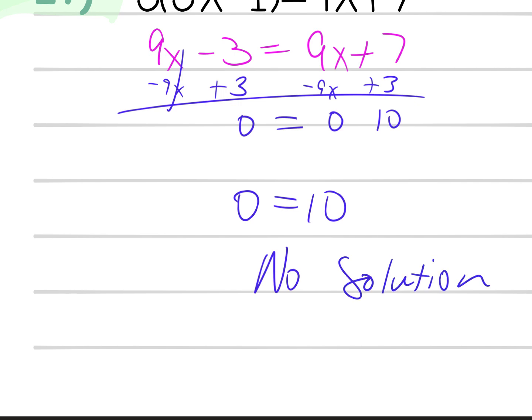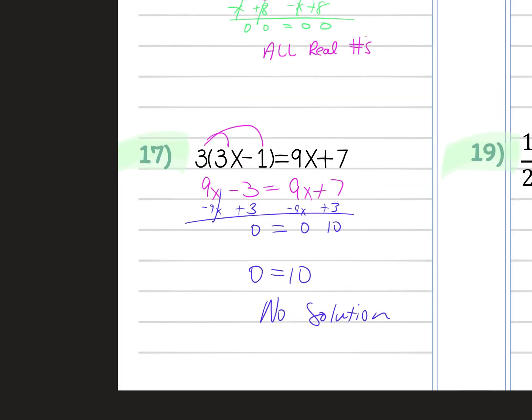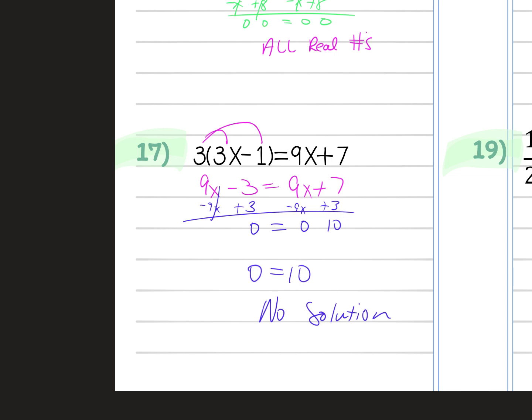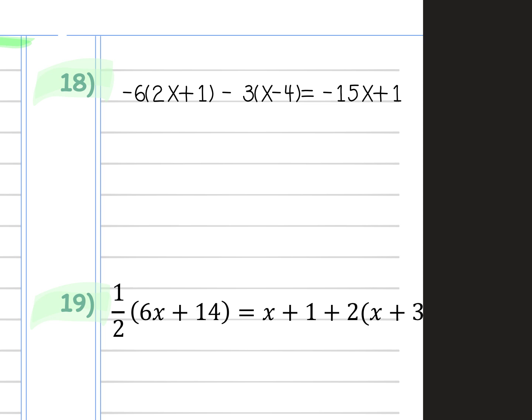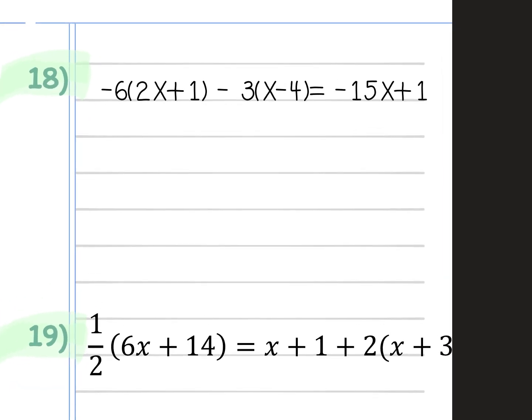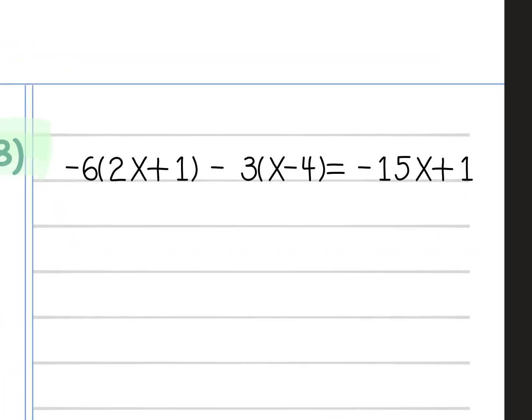Does 0 ever equal 10? No. If you get an untrue statement, guys, no solution. If everything cancels and the left-hand side is the same as the right-hand side, all reals. Understand the difference there. All right, I want you guys to do 18. Go. Tell me what to do.